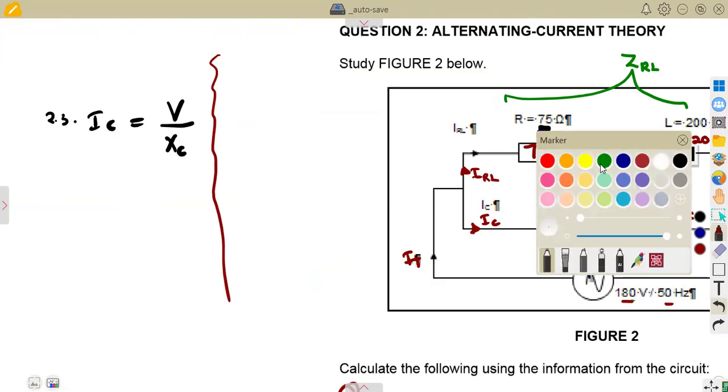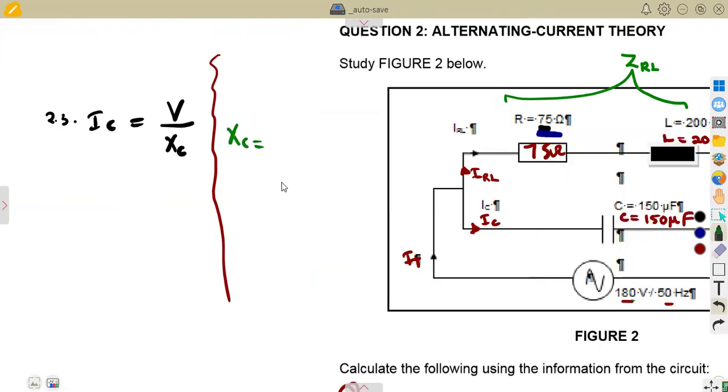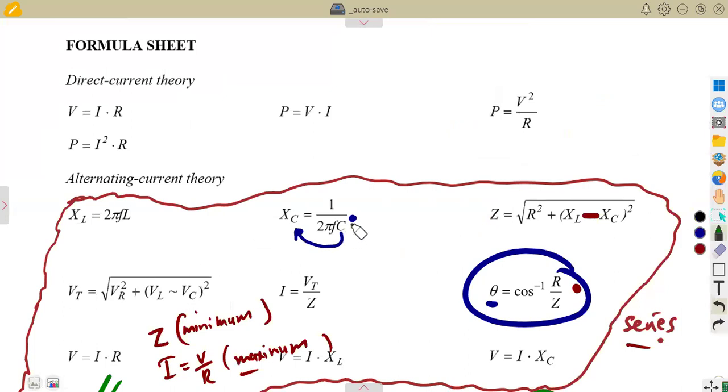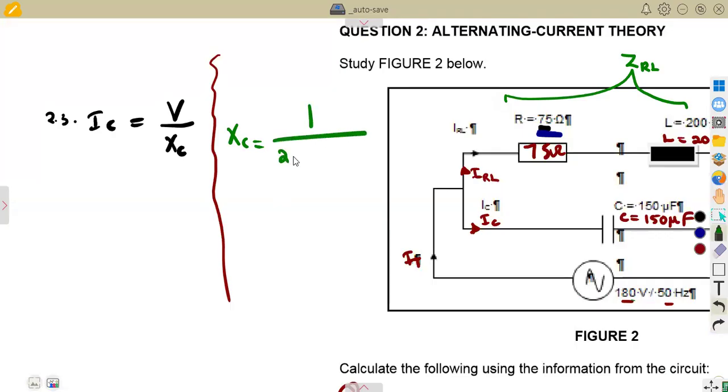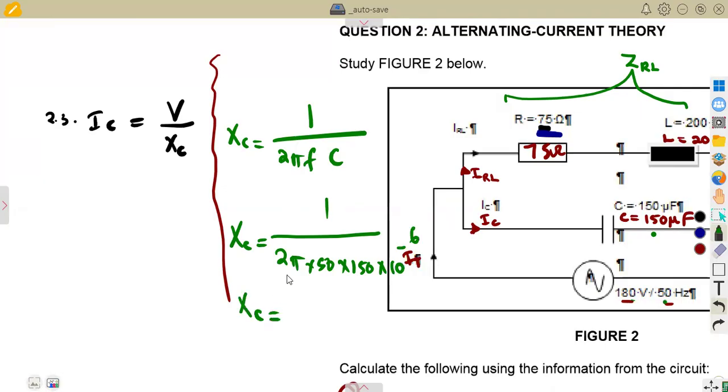So we can calculate the reactance across the capacitor. Remember XC, if you've forgotten this from your formula sheet, it is given: XC is 1 over 2 pi FC. So you can go back and take it off your formulas. So our XC, which is the reactance of the capacitor, is going to be 1 over 2 pi times the frequency, which is 50, times the capacitance. Remember, that is 150 microfarad times 10 to the exponent of -6. So that is going to be our XC, 21,221 ohms. So this is something that you're going to have as your XC.